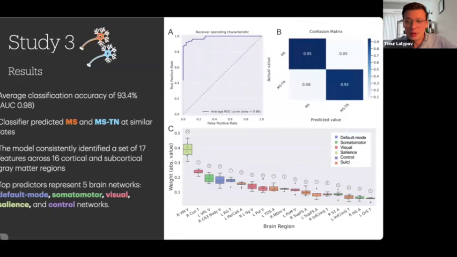Our classifier, which was trained to predict the presence of trigeminal pain in MS, achieved a very high testing accuracy of 93.4% on the testing subsets. And this model identified 17 predictors from 5 brain networks: default mode, somatomotor, visual, salience, and control networks, as important for predicting pain in the MS.